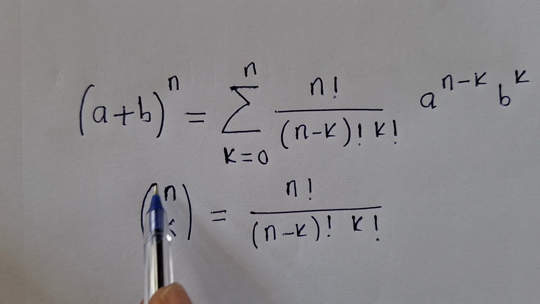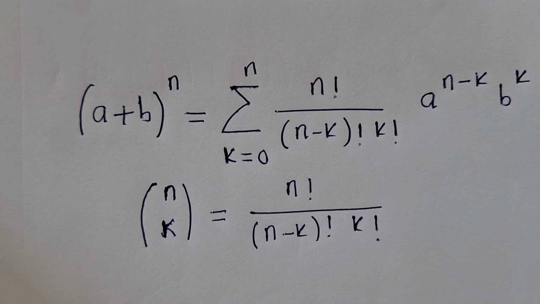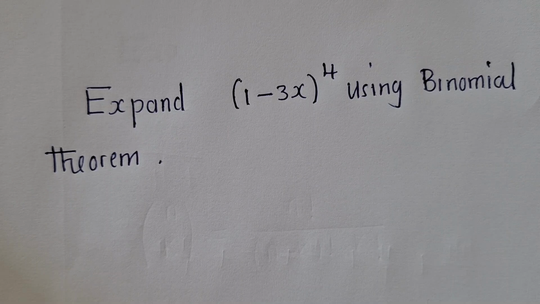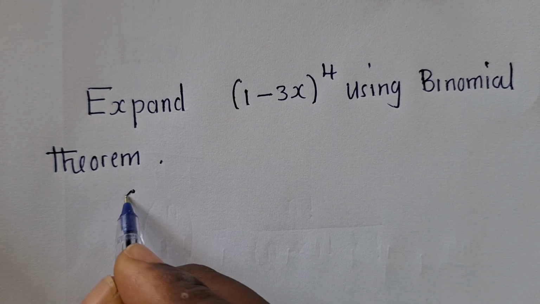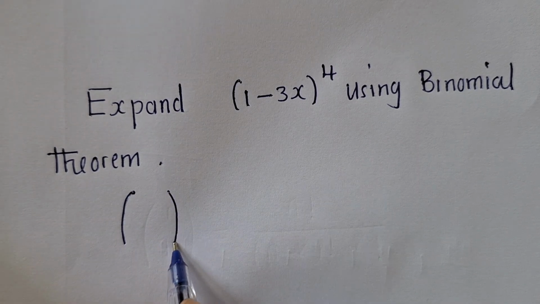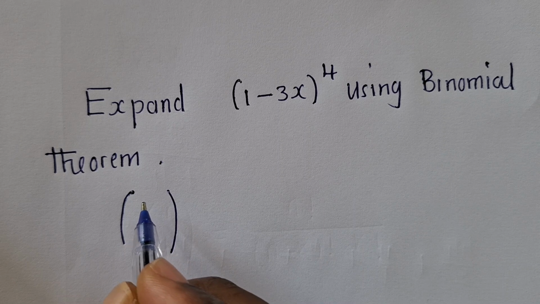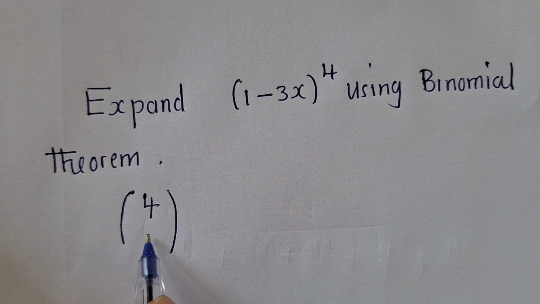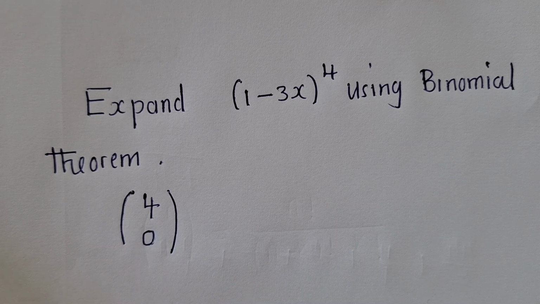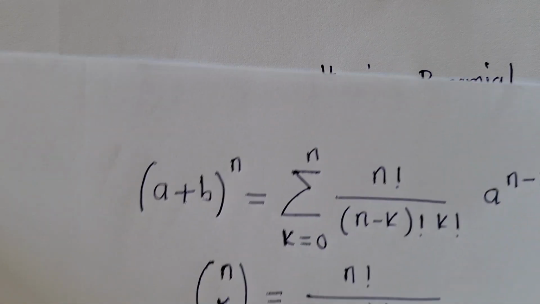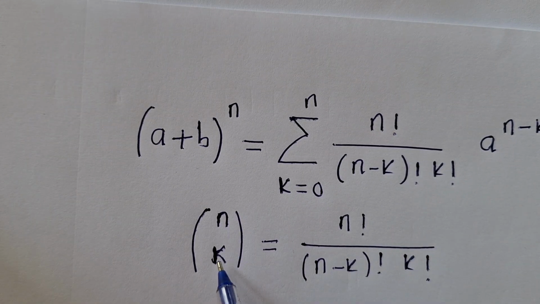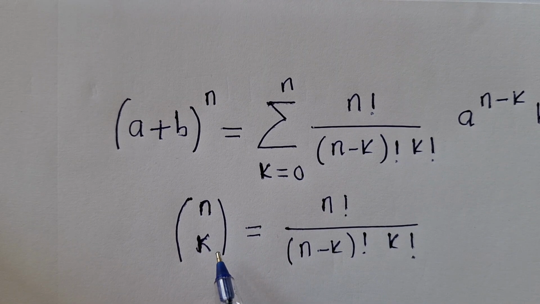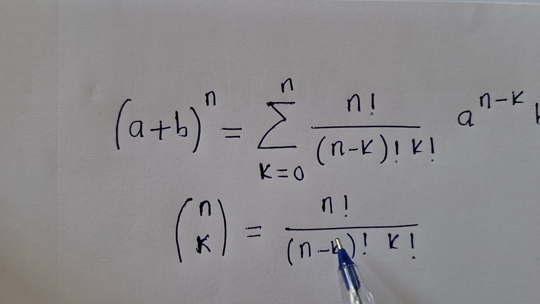Now let me show you how we're going to write this coefficient. The way it will be written is like this. Where there was n here, you write the given power, which is a power of 4. And then down here, you start from 0. So this is n choose k: the top is the power, and then you start from 0. This part we skip, and we'll come and use it later.